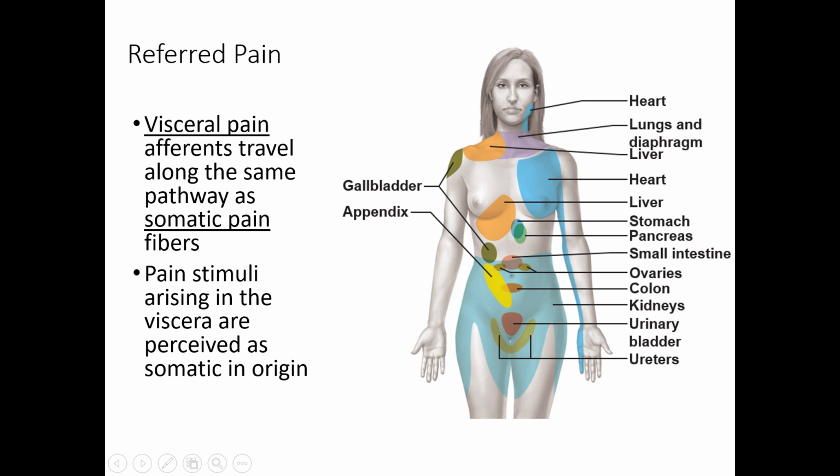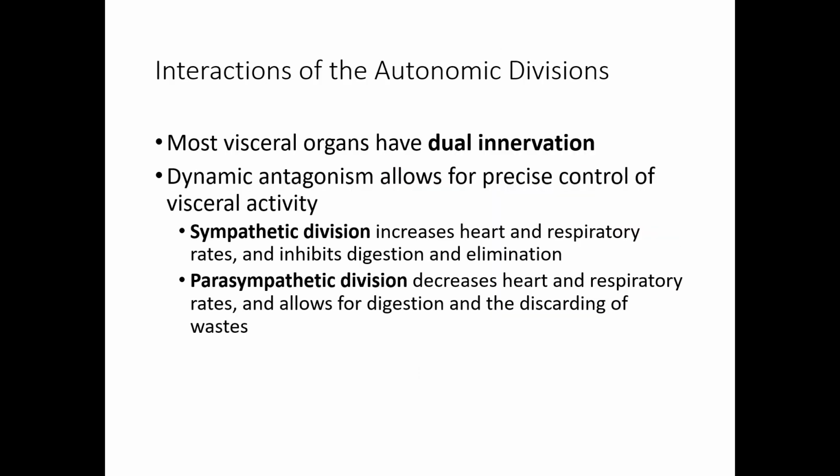Another example, when our liver or gallbladder are damaged or have inflammation, the pain can show up first in the right shoulder and only later be located in the liver or gallbladder area. That is referred pain.